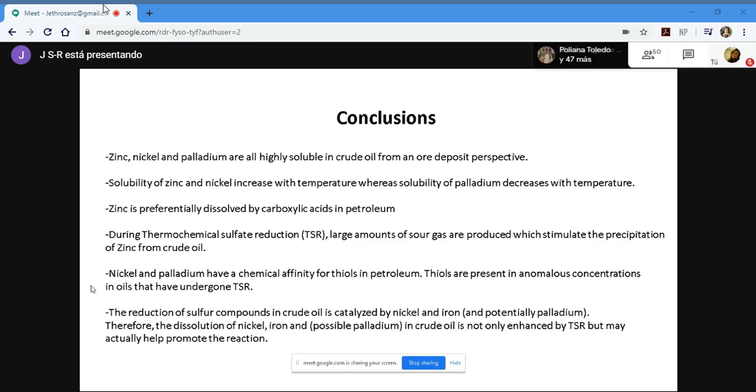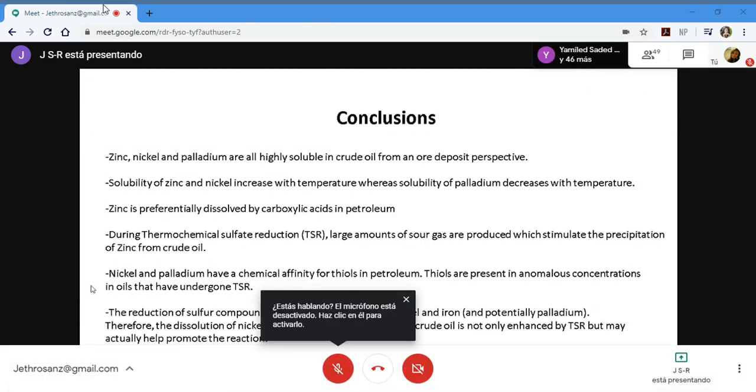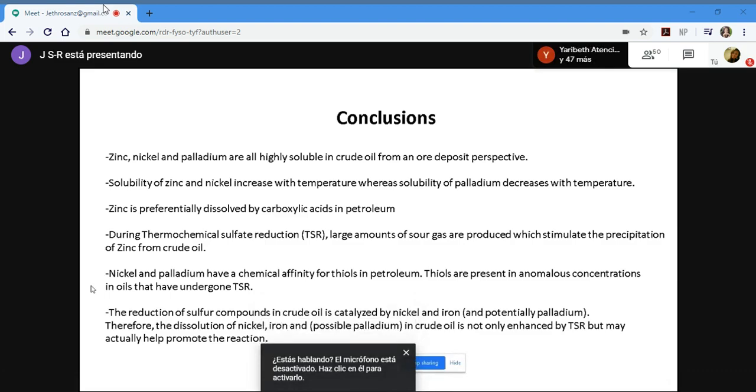And so we consider that petroleum that has undergone thermochemical sulfate reduction will be better at dissolving metals like nickel and palladium. We also consider that metals like nickel and palladium may not only be more soluble in crude oils with high concentration of thiols, but they might actually promote thermochemical sulfate reduction by serving as catalysts for the reaction.